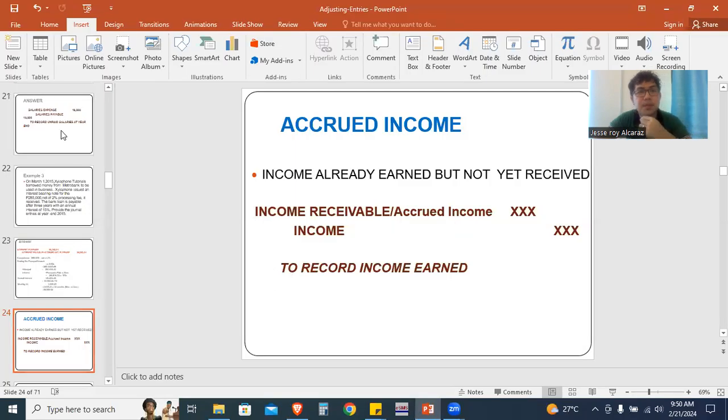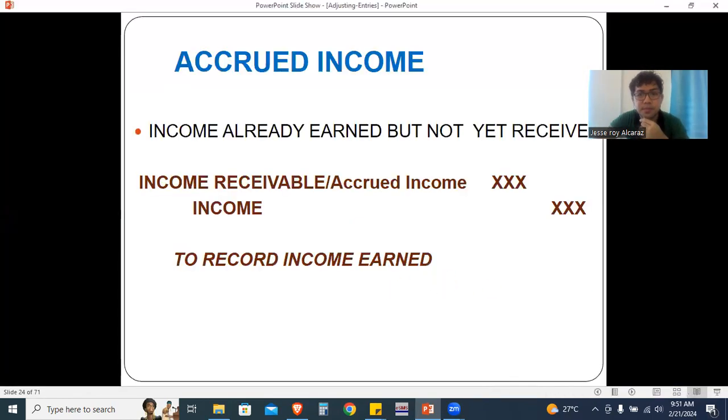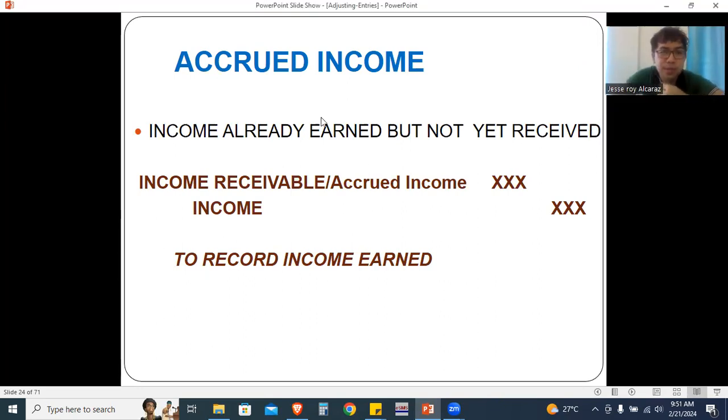Okay, so we are now at the accrued income. So our last discussion was last January pa, no? And then last December pa. Okay, so accrued income. Income already earned but not yet received.